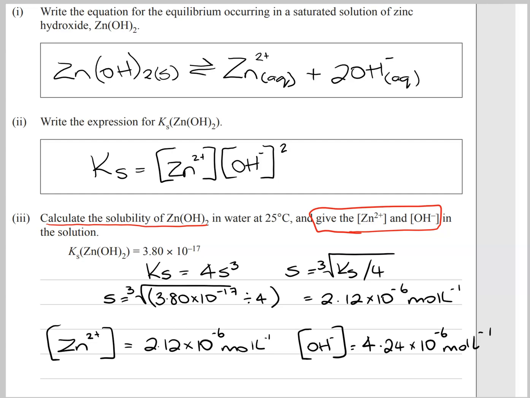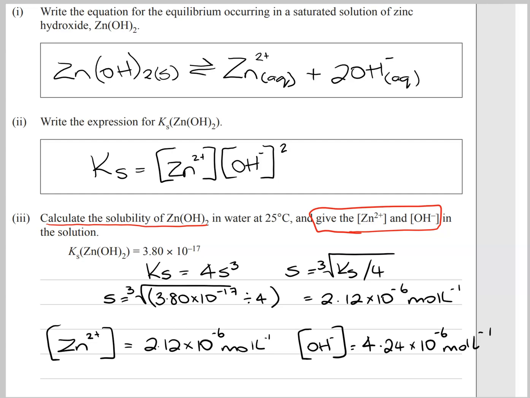Now, two things to note about this. First one is that I have units on everything. And the second thing is that I have rounded it all to 3 significant figures. And these are general requirements for NCEA. And we will stick with 3 significant figures because you can see that the Ks value there is written to 3 significant figures. So it would make sense for the answers to also be in 3 significant figures.